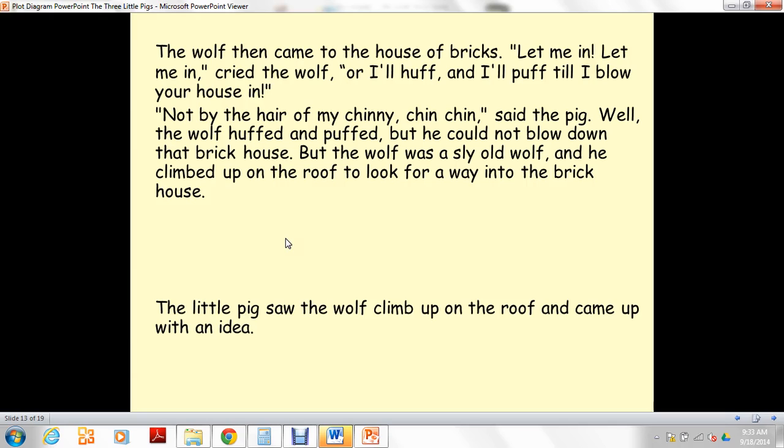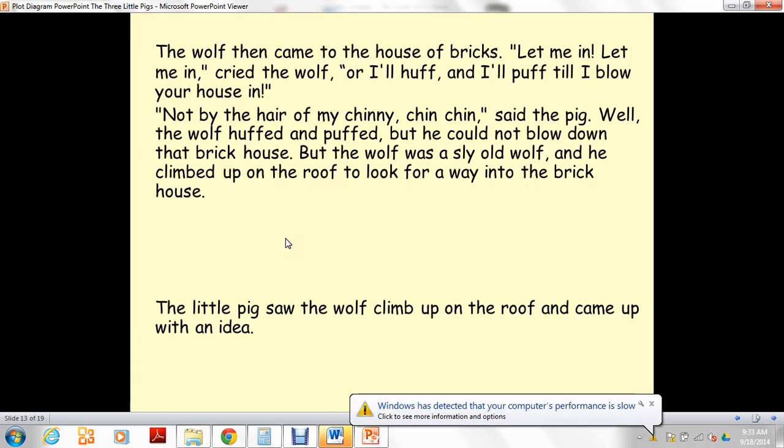The wolf then came to the house of bricks. "Let me in," cried the wolf, "or I'll huff and I'll puff and I'll blow your house in." "Not by the hair of my chinny chin chin," said the pig. Well, the wolf huffed and puffed, but he could not blow down that brick house.